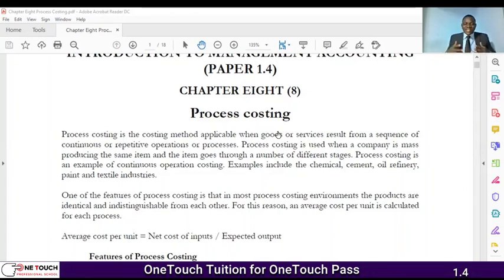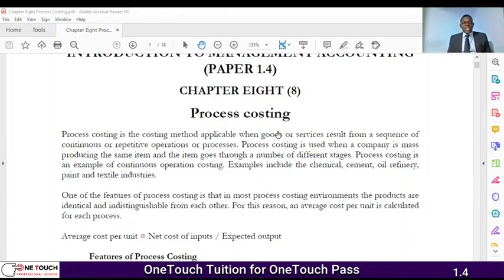Process costing is an example of continuous operation costing, where the operation is continuous in nature. Examples include the chemical, cement, oil refinery, paint, and textile industries. Now, in these industries, the production goes through a series of stages.